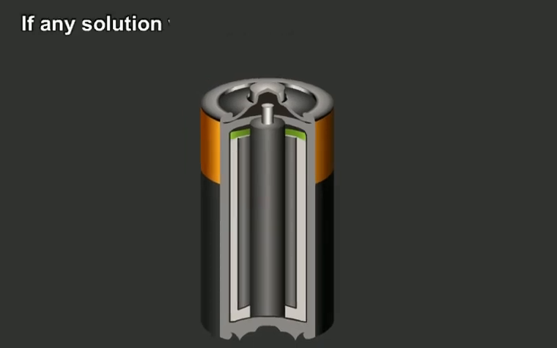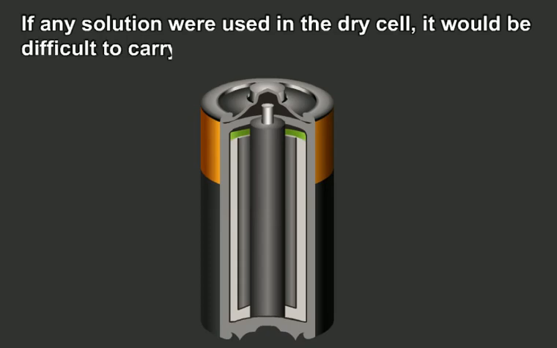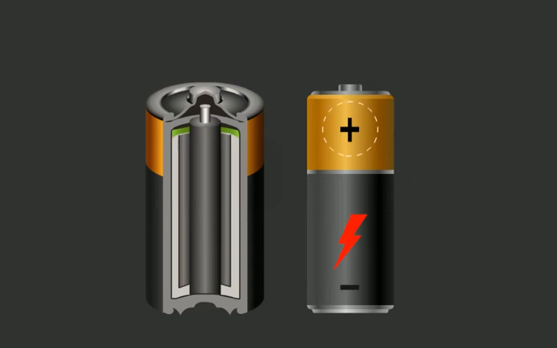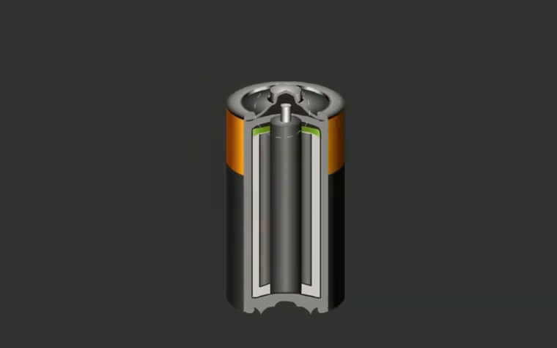If any solution were used in the dry cell, it would be difficult to carry it from one place to another. One end of the dry cell is marked positive and the other end is marked negative. The top of the dry cell acts as a positive terminal and the container itself acts as a negative terminal.